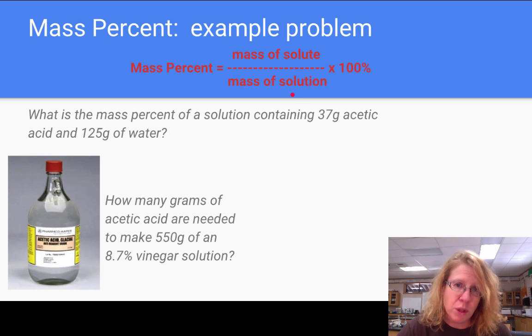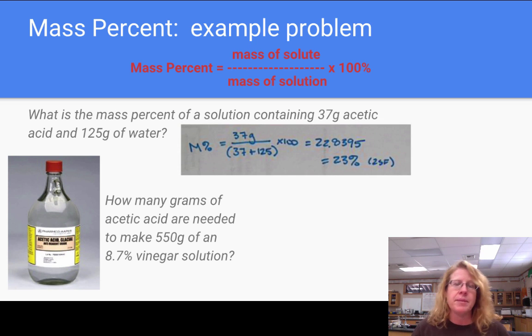The mass of our solution has to be the combined masses of our solvent, which is the water, and our solute, which is the acetic acid. So our combined mass is a little bit more than you'd think. It's not just 125 on the bottom. So here's what this looks like. I've got my little mass percent formula right here.